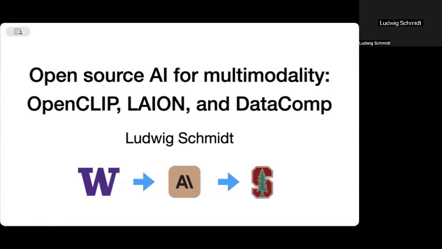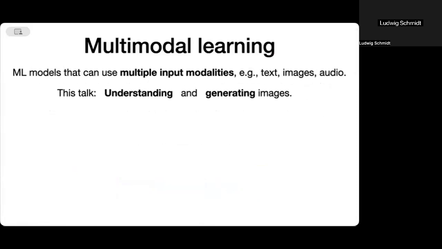I'm excited to be here today, at least virtually, and tell you about work my research group, as part of the larger open source AI community, has done in the past few years in multimodal learning. And just to make sure we are all on the same page here, let's first clarify what we mean by multimodal learning. So broadly speaking, multimodal learning is about training machine learning models that can use multiple input modalities, for instance, text, images, and audio.